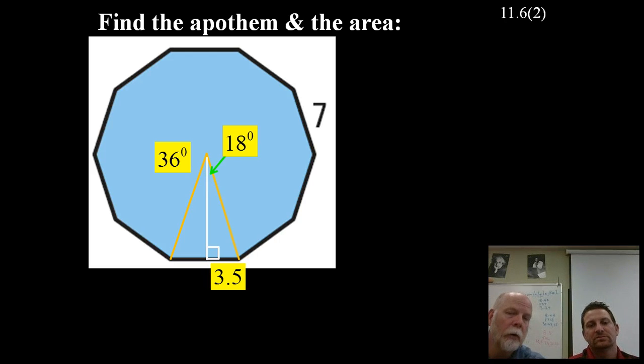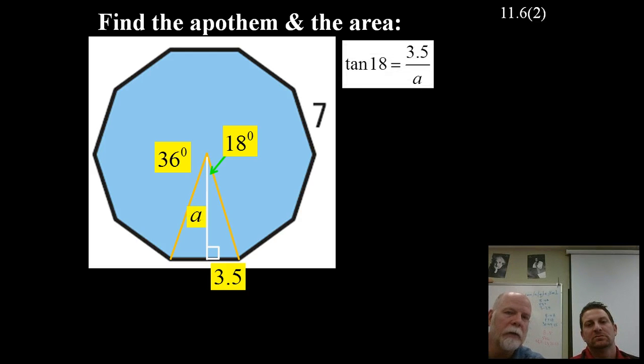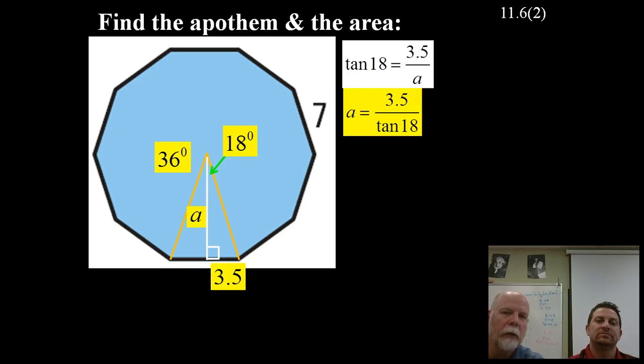Because we're looking for the white line there, the apothem, that would be the adjacent side. We're given the opposite side, and so we're looking at tangent here. So we want to do the tangent of 18 degrees is equal to 3.5 over the adjacent side, the apothem. We'll set that up: tangent 18 equals 3.5 over a. Remember this from chapter 7. We've got to just flip the tangent 18 and the a, and so it becomes 3.5 over tangent 18. Plug that into your calculator, you're going to get about 10.77 units for that apothem.